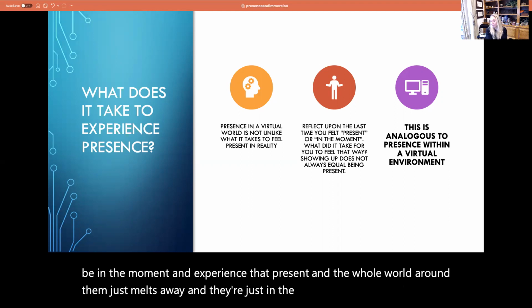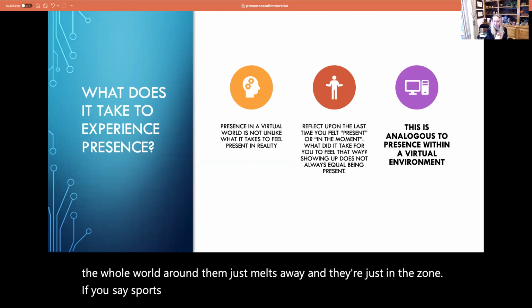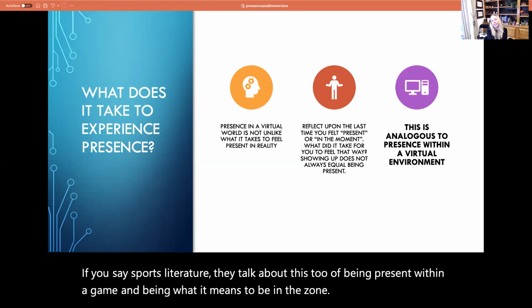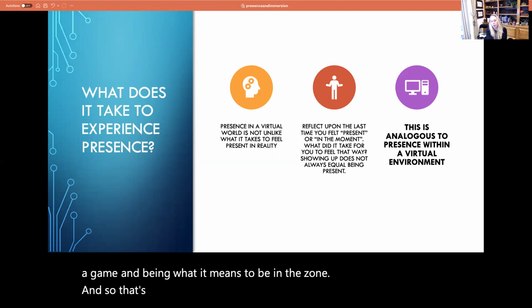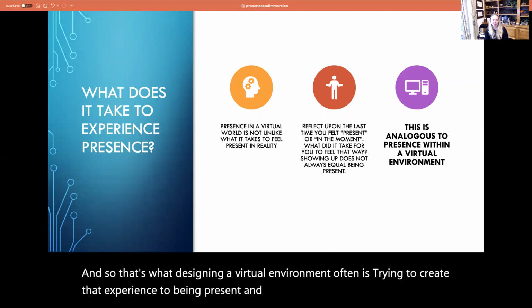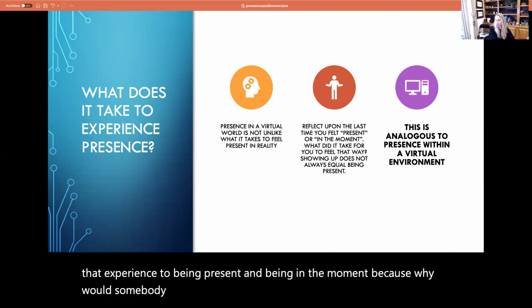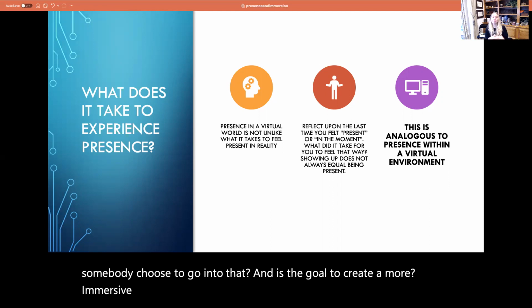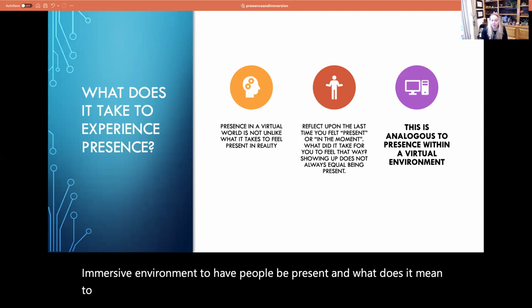If you study sports literature, they talk about this too, of being present within a game and what it means to be in the zone. And so that's what designing a virtual environment often is trying to create, that experience of being present and being in the moment. Because why would somebody choose to go into a virtual environment? Is the goal to create a more immersive environment to have people be present? And what does it mean to be present all the time?